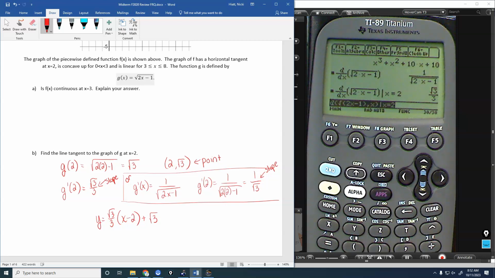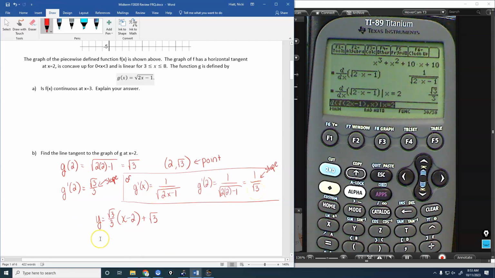With it being free response, could you leave g prime of 2 as 1 over the square root of 2 times 2 minus 1? Yes, you can. In that particular case, I probably wouldn't, because you might copy it wrong. Like if you made it look like 2 plus 2 minus 1 or something, or you left off parentheses. Since that is very simple to do, I would go ahead and make it square root of 3.